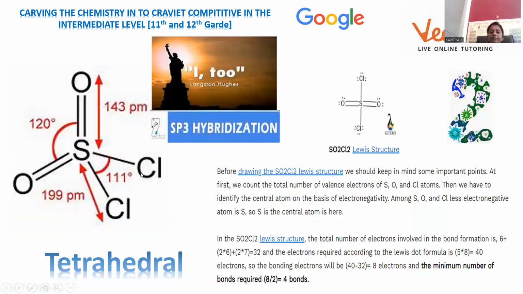Move on to another, SO2Cl2. The geometry of SO2Cl2 is provided over here. Here sulfur is accompanied with 2 double-bonded oxygens and 2 singly bonded chlorines, located in a perfect tetrahedral geometry. You can clearly see it is tetrahedral. That's the reason SO2Cl2 has sp3 hybridization, and it is counted as number 2. It is obvious to get sp3 hybridization in this molecule.